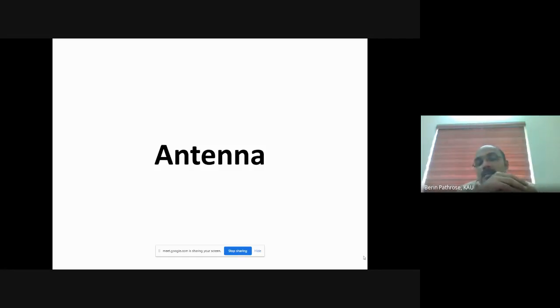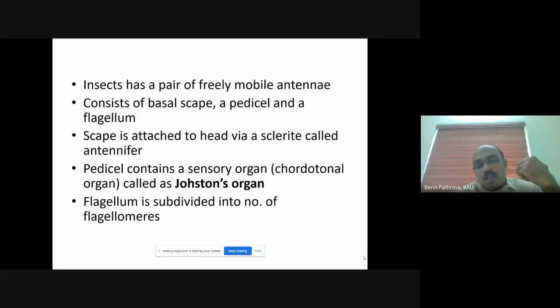So what we are discussing today will be the basic structure of the antenna, and how the antenna is modified in different insects. This is both a theory as well as a practical. This will be the second practical for your morphology part. It's not that tough, it's a bit simple, but I will try to give many photographs of insects in which we can see the antenna and its modifications.